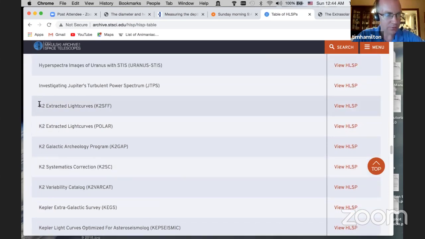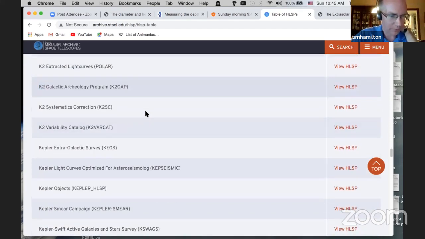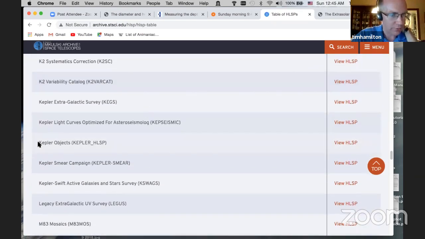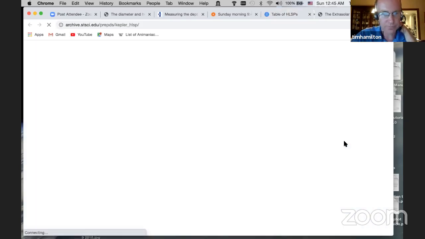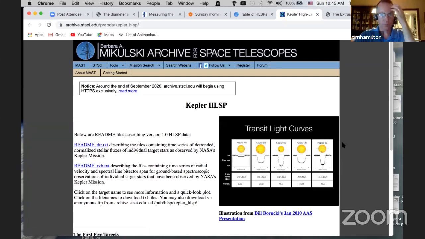I will note that K2 is the Kepler extended mission, or mission 2, after they had the trouble with the guidance. And we're not going to be bothering with that. We're going to go to this one here, Kepler Objects, and it has an acronym of Kepler_HLSP. So we can click on this to view it. Okay, this opens up in a new window.